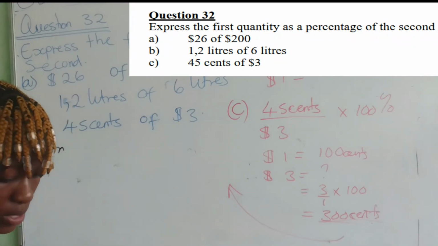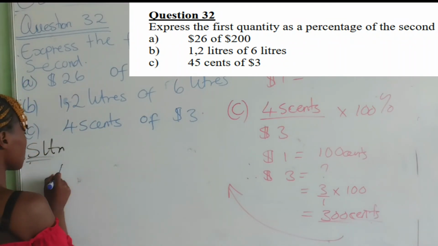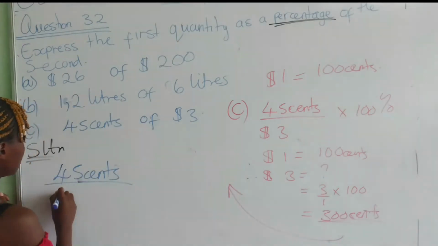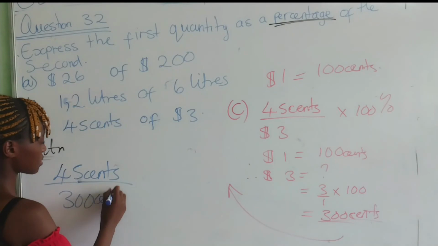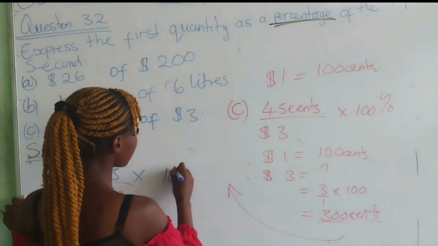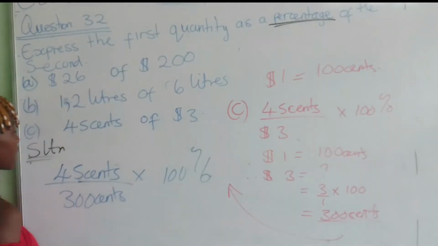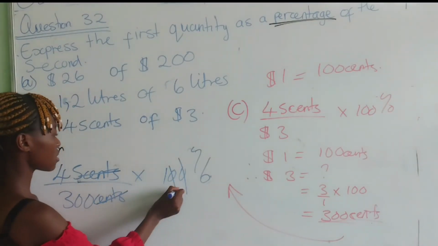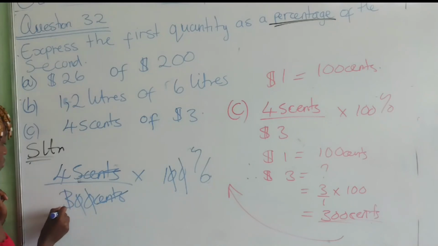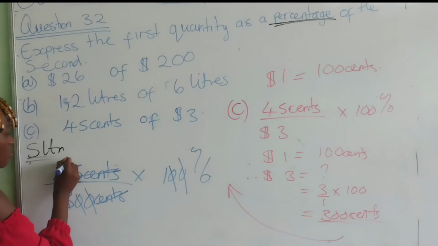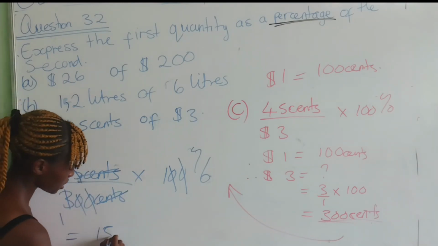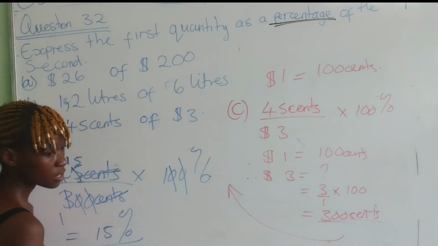So now we simplify. 45 cents over 300 cents times 100%. Okay, so we cancel out the cents. Cancel out the zeros. We divide 3 by 1, 3. 3 into 15 is 5. So it's going to be 15%.